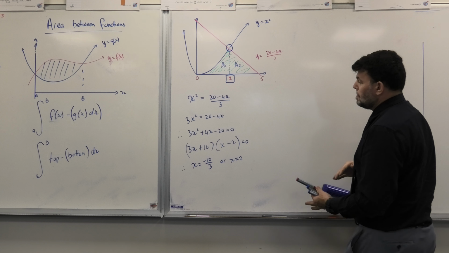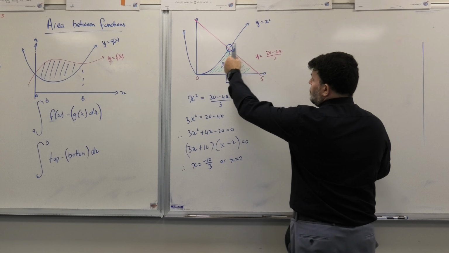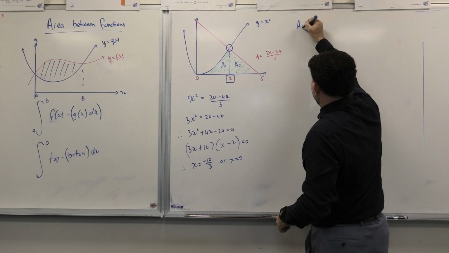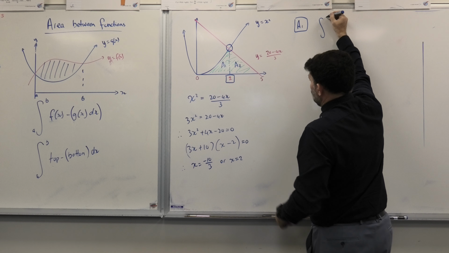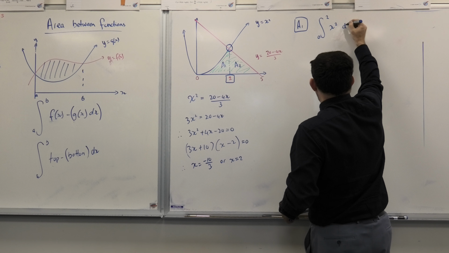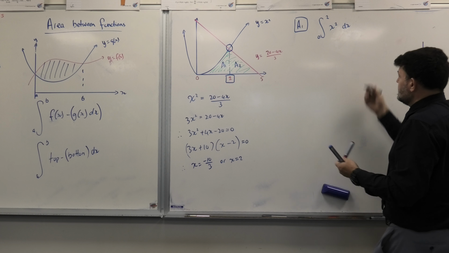So now I'm at a point where I can start integrating area 1 and integrate area 2. So let's integrate area 1 first. If we integrate area 1 first, we're going to have the integral from 0 to 2 of x squared with respect to x. Alrighty, let's integrate this out.